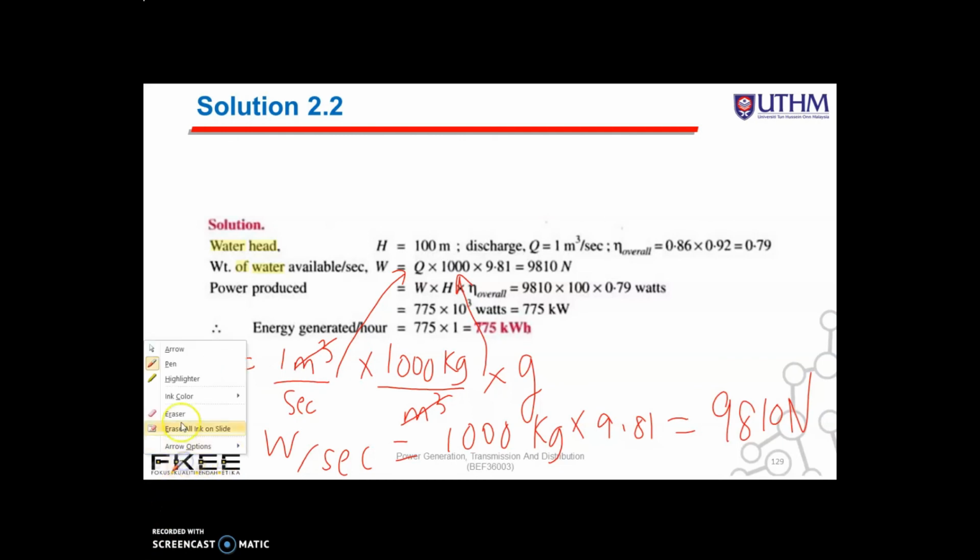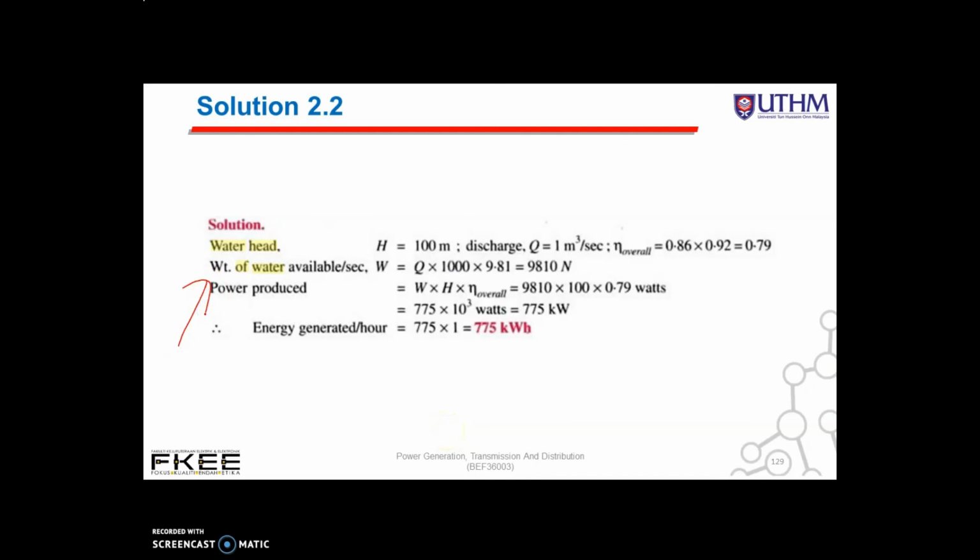Okay, next we look at the power produced. So power produced is the weight of the water available times the head, and also the overall efficiency. So 9810 times 100 meters times 0.79 for the overall efficiency, so in watts. Then you can get the power produced is 775 kilowatt. So energy generated per hour. Because we just consider 1 hour, the energy generated per hour is 775 times 1 hour. Then you can get for 1 hour, the energy generated is about 775 kilowatt hours.